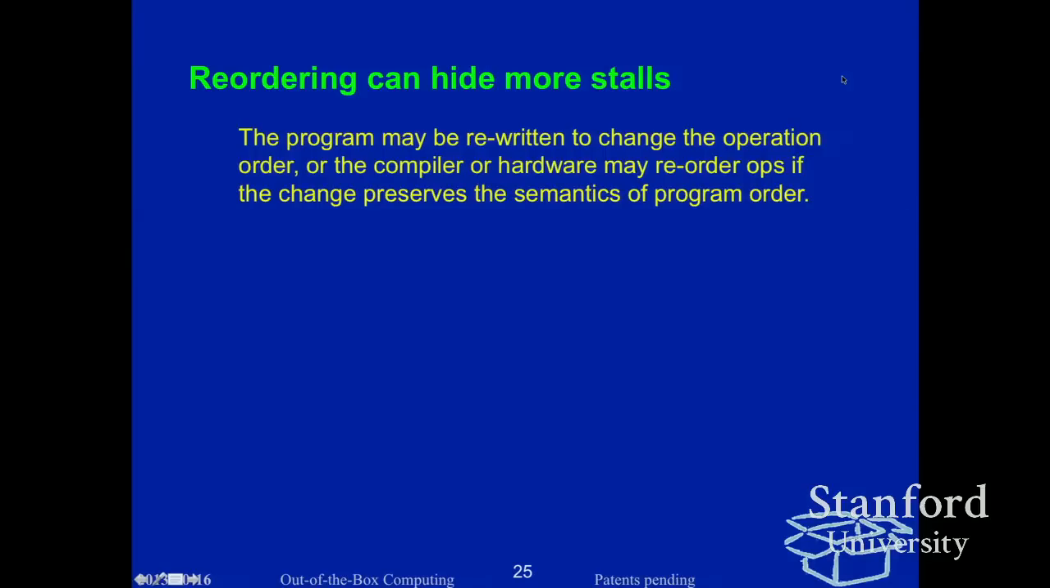Reordering of your code can give you more opportunity to hide these stalls. You manually can rewrite the program, or the compiler can do it for you, or the hardware can reorder operations, so long as program semantics are maintained. So, for example, if that's the initial code, and that actual code, there's an operation there to hide 1 stall, so there will be a second stall even if we do hit in the L1.